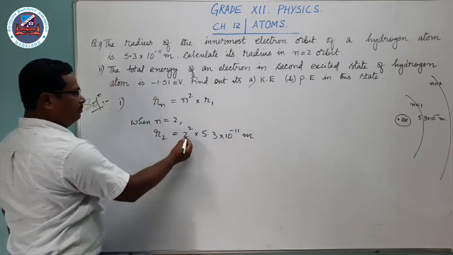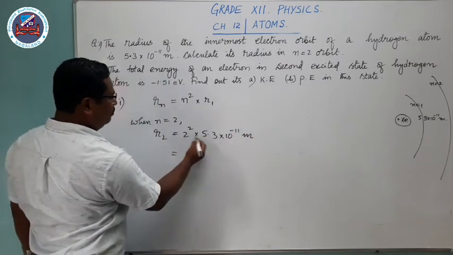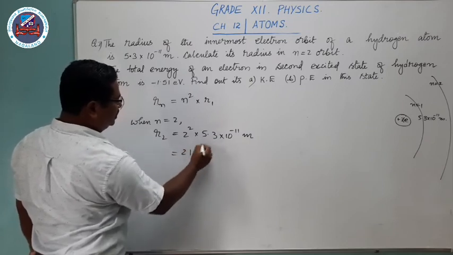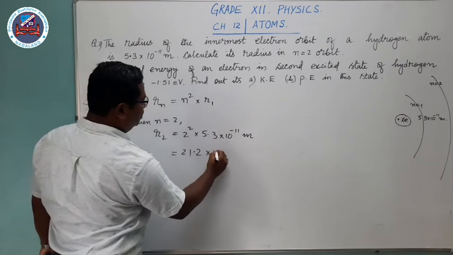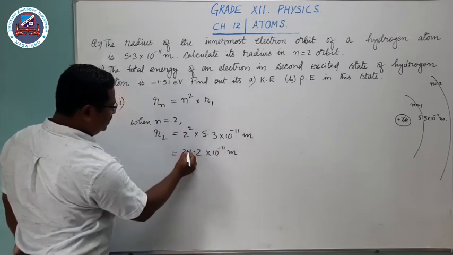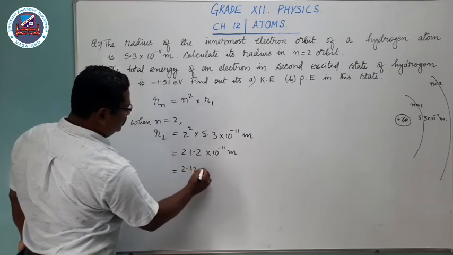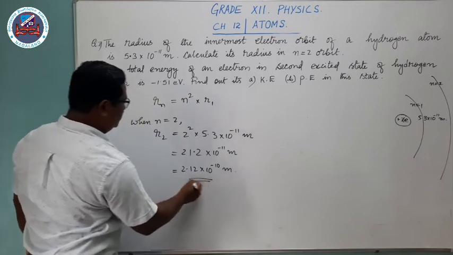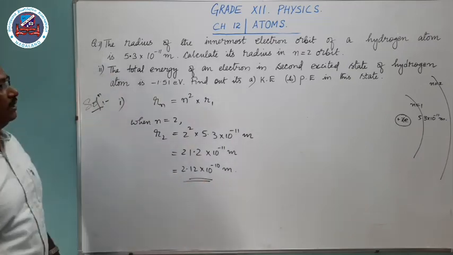Now if you multiply 4 into 5.3, 4 3s are 12, 2 in hand, 4 5s are 20, plus 2 is 22, no wait, 21.2, with the decimal after 2 digits, × 10^-11 meter. In scientific notation, you bring the decimal this side: 2.12 × 10^-10 meter. That is how easy it is, you can solve it very nicely.